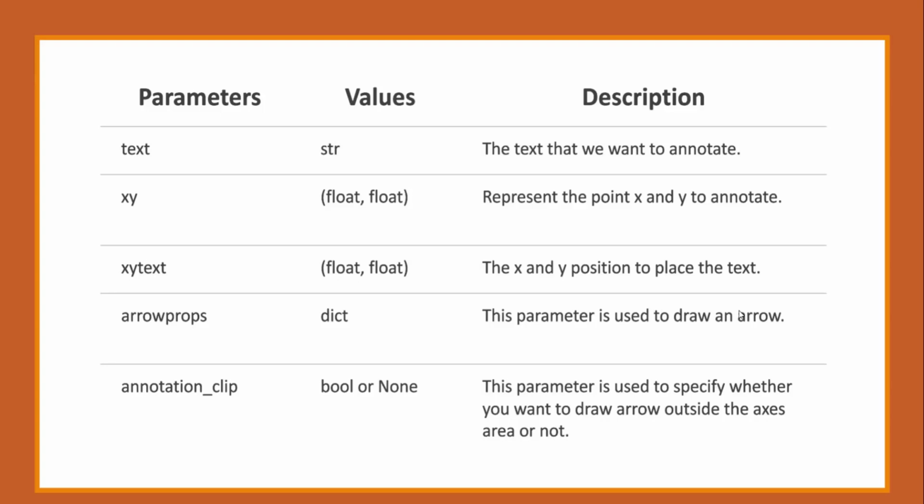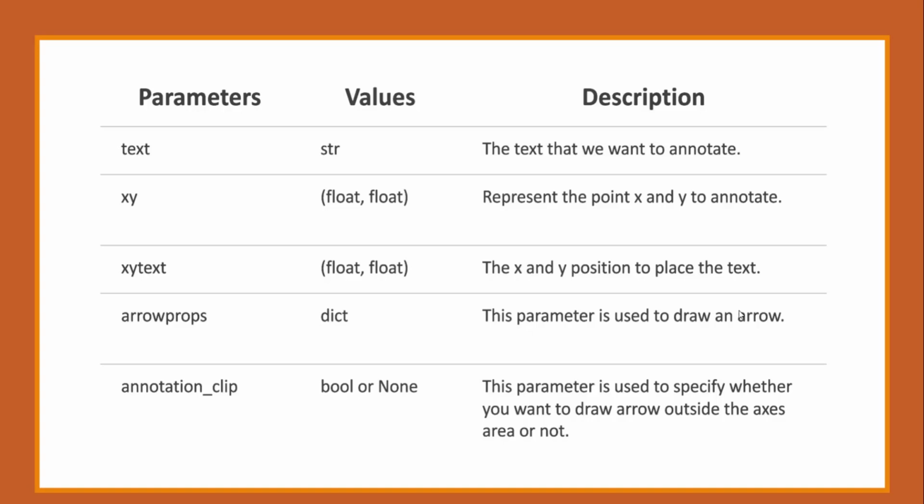The text parameter takes a value in string format, and it is nothing but the text that we want to annotate. The other parameter is xy. It takes a value in float and it represents the point x and y to annotate. The next parameter is xytext. It also takes values in float and it is the x and y position to place the text. After that we have one more parameter, that is arrowprops. It takes a value in dictionary and this parameter is used to draw an arrow.